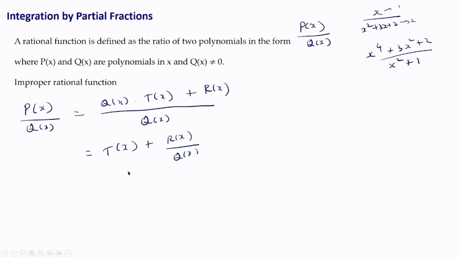Now we can integrate this easily, and here when we consider this r of x by q of x, the degree of r of x will obviously be less than the degree of q of x, and we can integrate this function also without difficulty. So this is how we have to go about when we have to integrate functions of the form p of x by q of x.